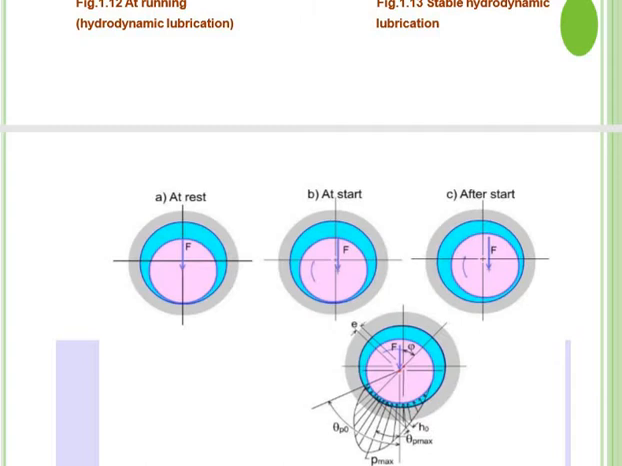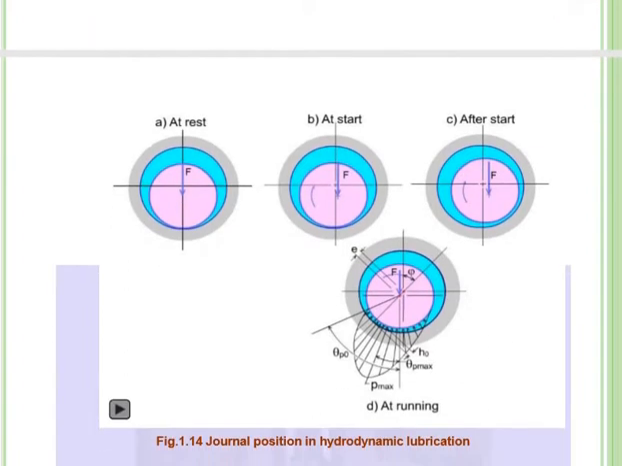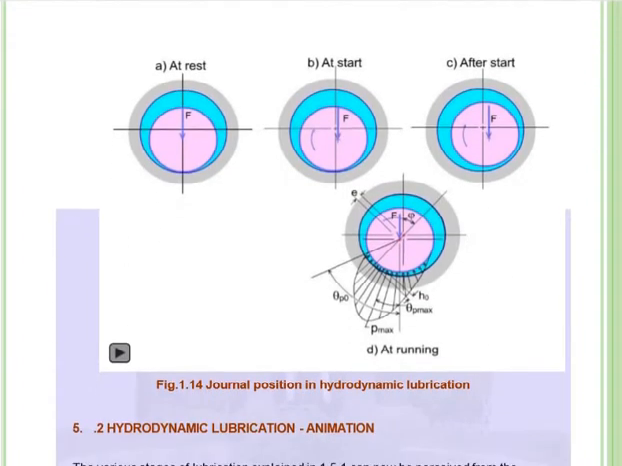Just eccentricity will be there. That's why the force is applied somewhat a little bit away from the center. So here at start also the force is coming from the center to outside. Okay, you can clearly observe that in the fourth figure. You see how the pressure lines will be developed at running. Theta, p naught and maximum load. You can clearly observe h naught and theta, p max in the drawing. So this is called the journal position in hydrodynamic lubrication.